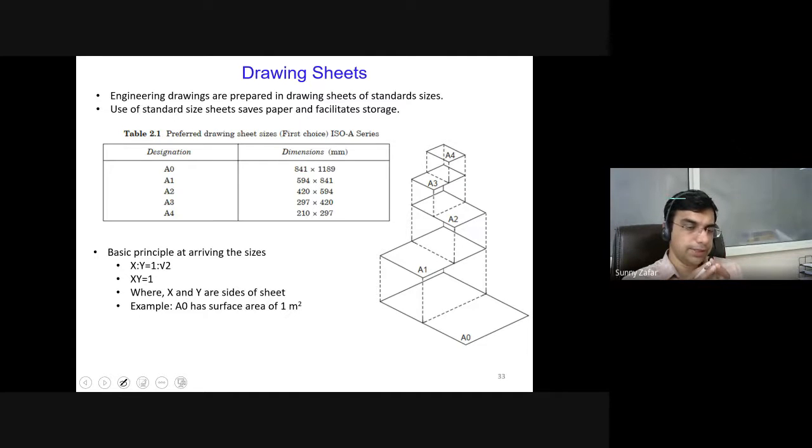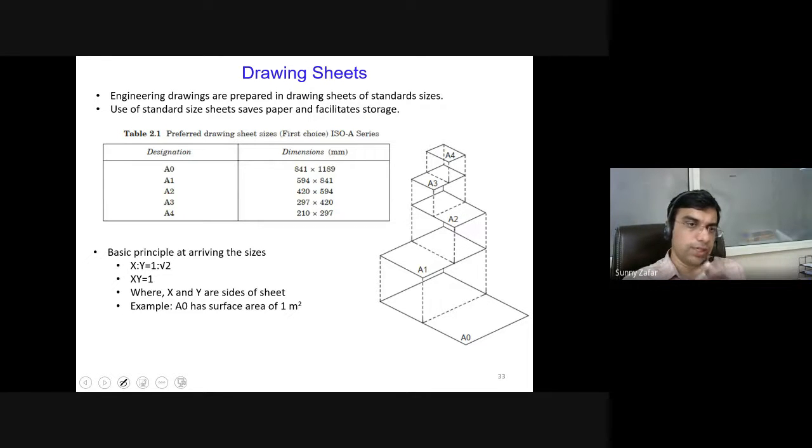Now, with the advent of computer aided drawing, we don't need the physical sheet to draw the component in the first instance. Instead we can select the appropriate sheet in the software itself, like A3 or A2. And then once the sheet is selected in the software, we start making the drawing of the machine component.